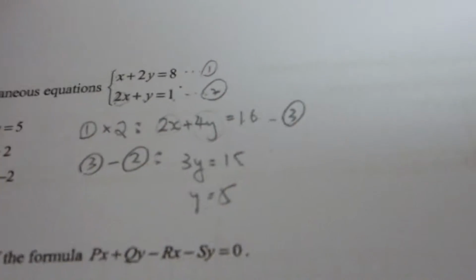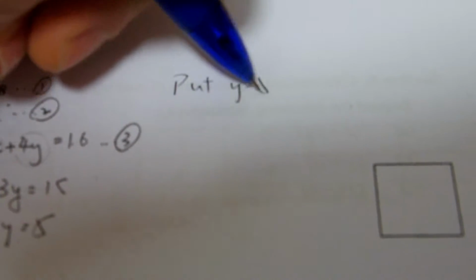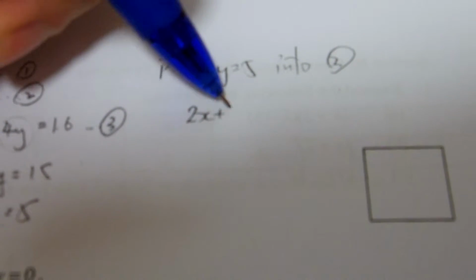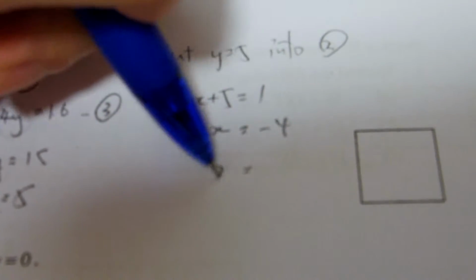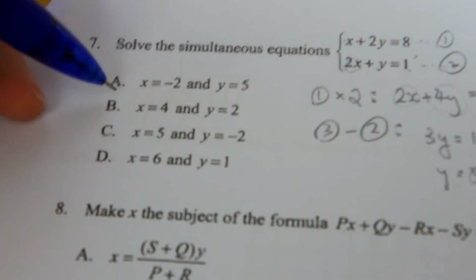And then when you put y equal to 5, in fact you can see from the answers there's only one with y equal to 5, but of course we want to check whether I have the correct answer. So let's put y equal to 5 into, let's say, equation 2. So 2x plus 5 equal to 1, which means 2x is equal to negative 4, because 1 minus 5, and x should be equal to negative 2. Well, correct. This is A.